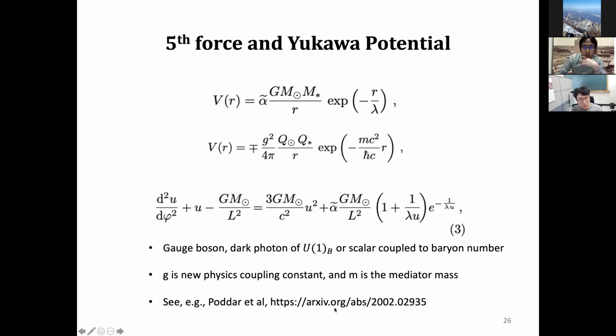And this is the new physics contribution. So you have a gauge boson or dark photon or scalar, they can all create this kind of long-range force contribution. G is the new physics coupling, M is the mediator mass.